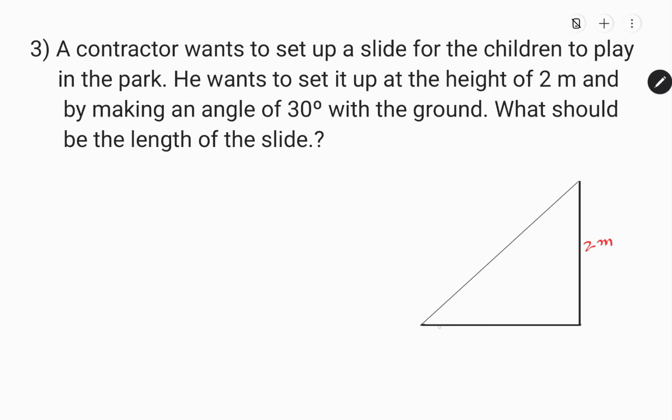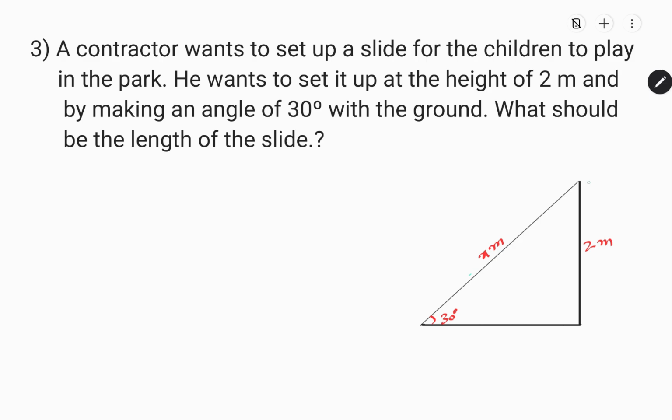Here this slide is making an angle of 30 degrees with the ground. Here we need to find the length of the slide. We assume the length of the slide is x meters.